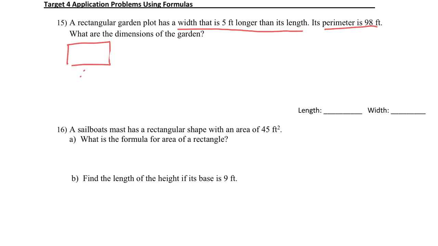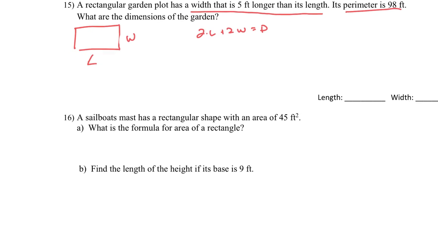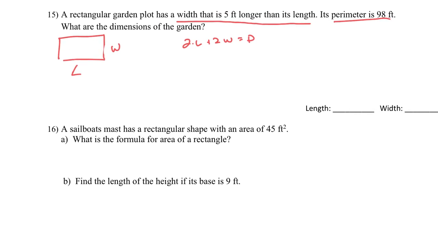This is the length, this is the width. We know that perimeter is 2 times the length plus 2 times the width equals the perimeter. I can't have too many variables, okay? If I have more than one variable in the equation, I'm not going to be able to solve it. So we have to figure out how to get rid of either L or W.